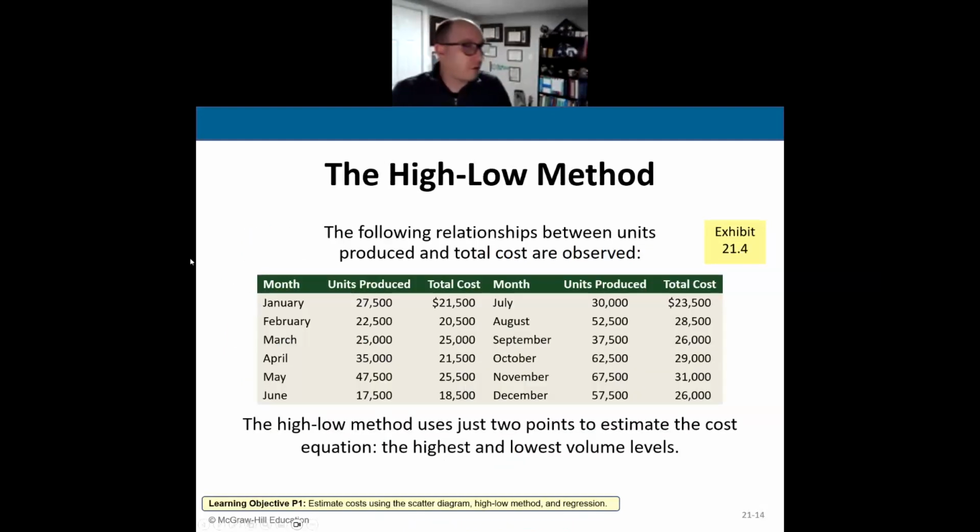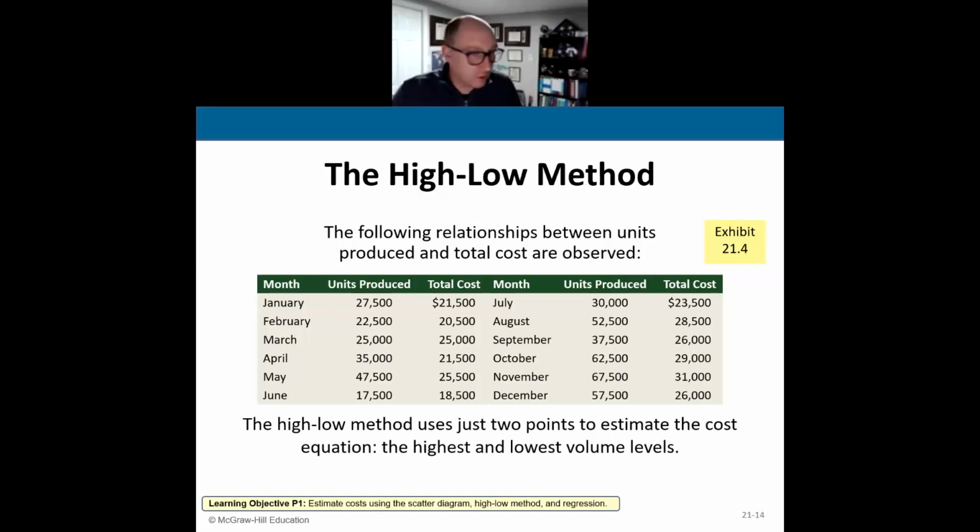The next method is called the high-low method. Just as the name implies, we look at the highest points and the lowest points of the data. So, for example, I look down the list for the month that I produced the highest number of units and the highest total cost. And then I also try to find the lowest number of units and the lowest total cost. Of course, they're going to be correlated.